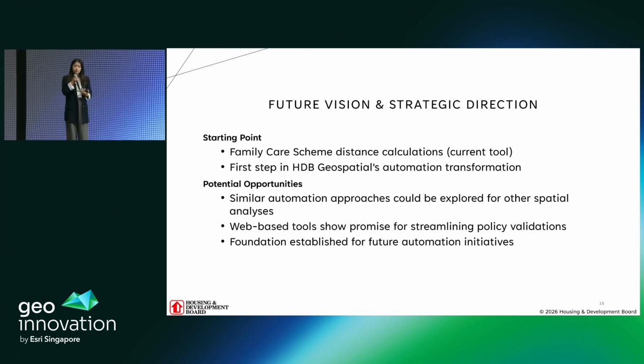In closing, let me share with you our broader vision. This distance calculation tool represents HDB's first step in our automation journey. While we are starting off with the family care scheme, our long-term plan is to scale this approach across multiple housing policies and schemes. We are looking to explore a future where spatial analysis, eligibility checks, and policy validations are seamlessly automated, enabling our officers to focus on higher-value strategic planning rather than manual calculations.